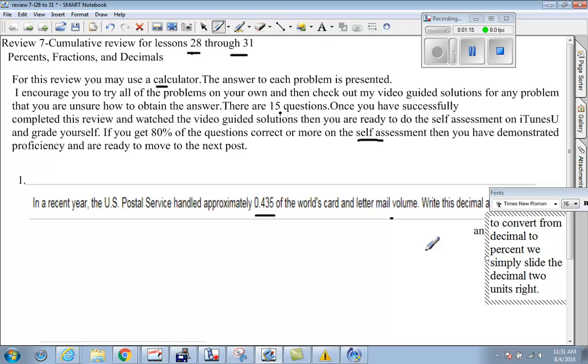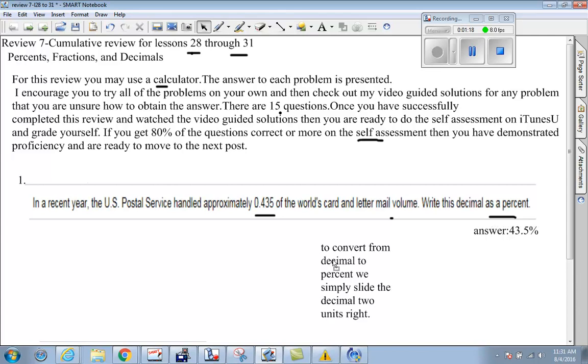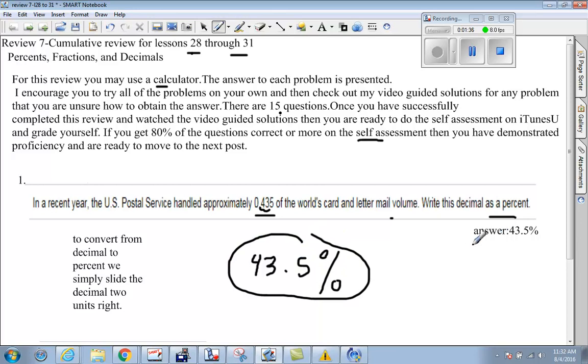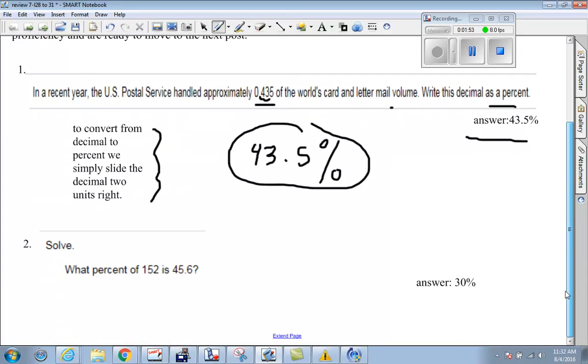Okay, so I was just making a little note there. All right, so is it as easy as sliding this decimal here 1, 2 to the right? Yep. And then we will have 43.5%. So obviously we have the answer snipped here, but I'm just trying to remind you of the rules. Some people say to move from decimal to percent you multiply by 100, which in essence slides the decimal 2 units to the right. Hope that helps. Let's head to the next one.